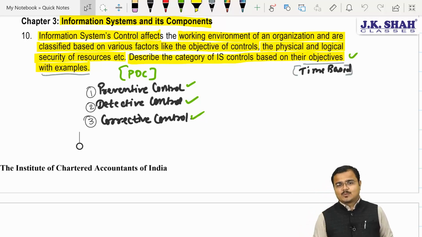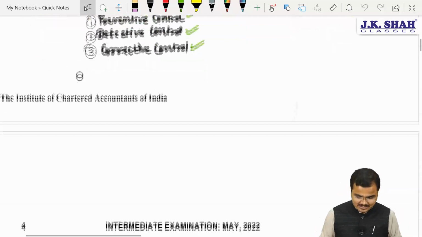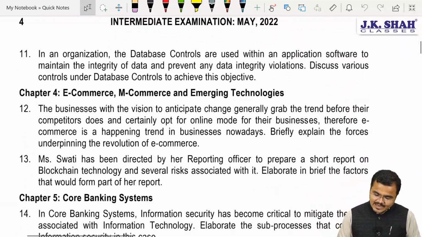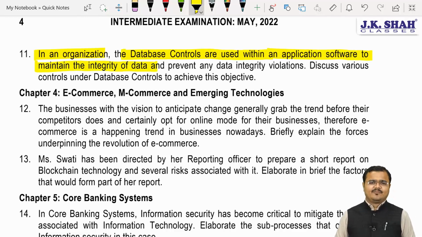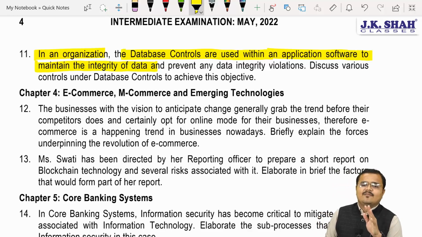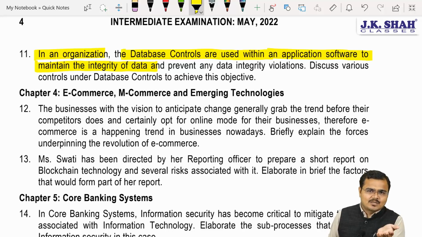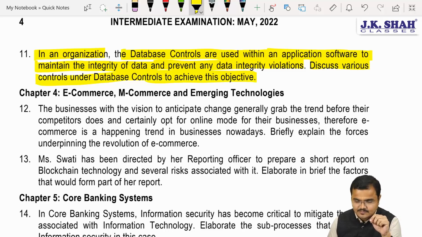Moving to the next very interesting concept. I'm damn sure the next question will be your favorite one because it's an amended question. Say this: In an organization, the database controls are used within an application software to maintain the integrity of the data. Applications generally have first boundary control, then input control, then processing, then output, then database, and finally communication control. Six controls are there. Data and prevent any data integrity violations. Discuss various controls under the database controls to achieve this objective.